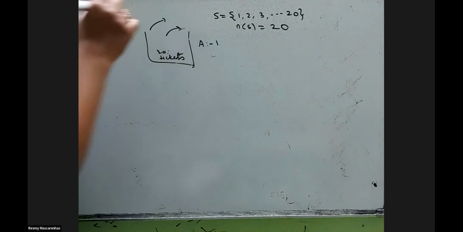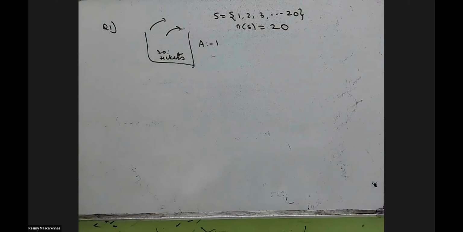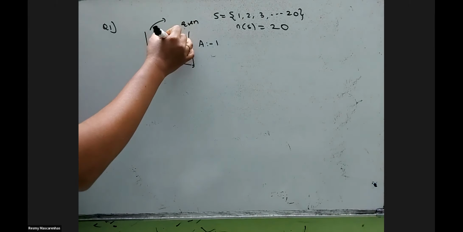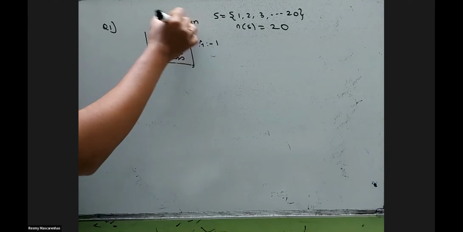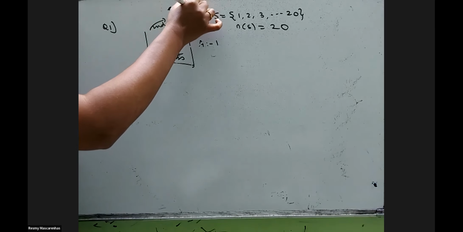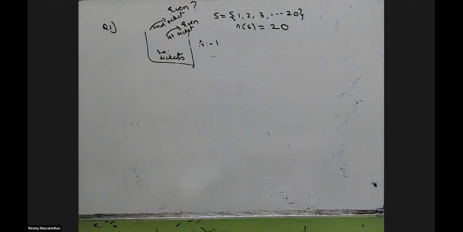Basically what they are trying to tell is, if this is an even number, we have to check. First ticket, suppose this is the second ticket. What are the chances that the second one is also even? Why?